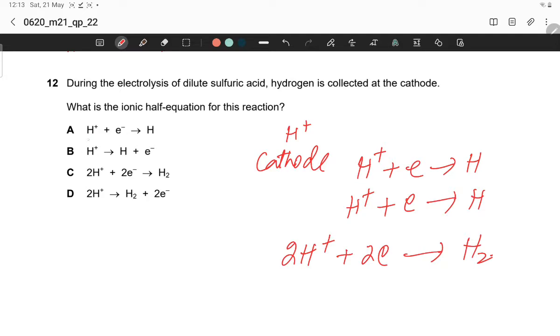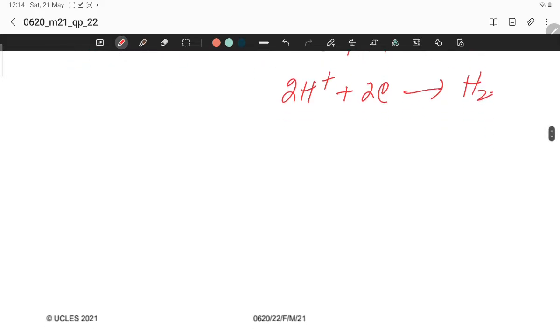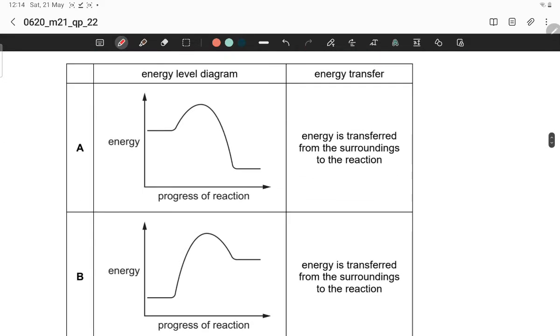This is not for hydrogen gas, so it is incorrect. Hydrogen ion is not losing an electron, hydrogen ion gains an electron, so this is incorrect. 2 hydrogen ions gain 2 electrons to form hydrogen, this is the correct option. This other equation shows losing of electron, so this is also incorrect. Option C is correct.